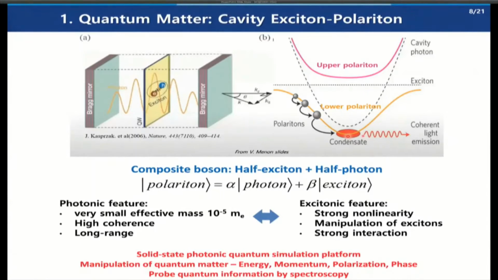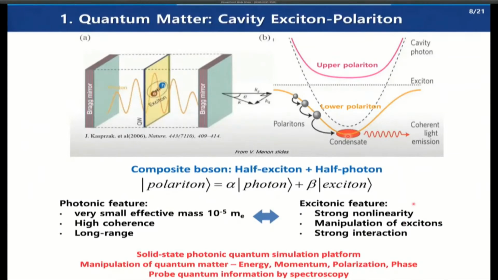So the composite boson, the cavity exciton polariton, is very interesting because it has a photonic feature as well as an excitonic feature. It means it has a very small effective mass and high coherence, so long-range measurement is possible. It also has a matter feature, showing very strong nonlinearity, and it is very easy to manipulate the exciton and control the interaction. So the cavity exciton polariton system is a solid-state photonic quantum simulator platform.